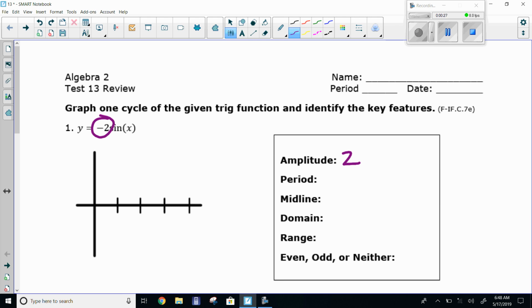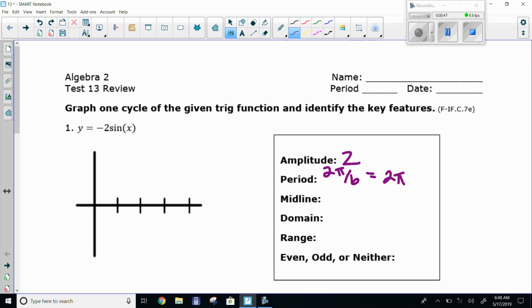Your period is found by using this formula. It's 2 pi over b. All you got to do is plug in the b, and b comes from the number in front of this x right here. So that means that it's just going to be 2 pi over 1, which is just 2 pi.